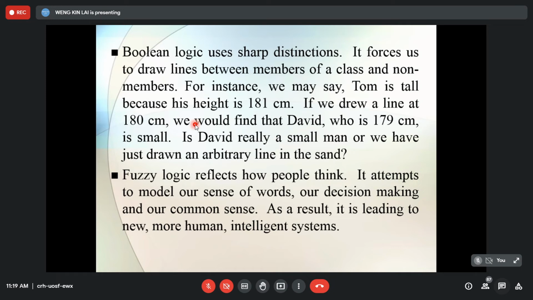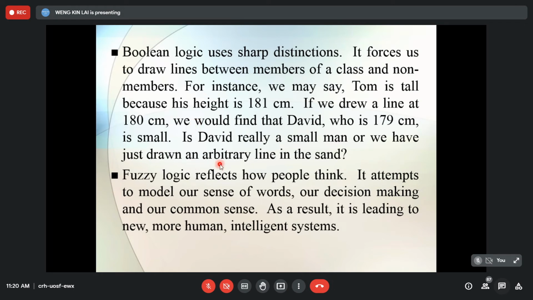But the rule says that anything less than 75 is considered B plus and not an A. Right? So that is your Boolean logic. So in this case, David, who is 179 cm, is he really a small man, or have we just arbitrarily drawn a line in the sand?